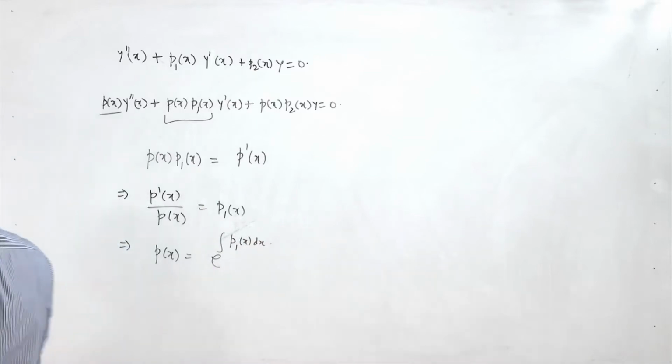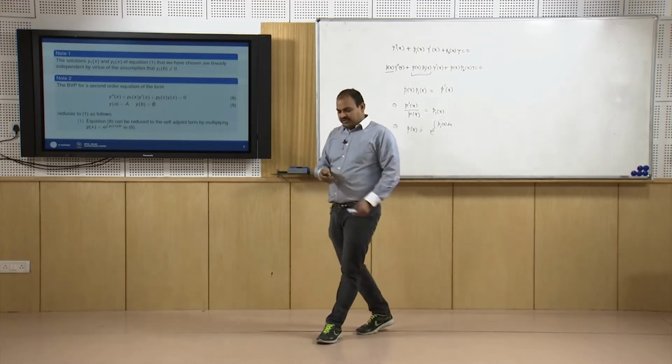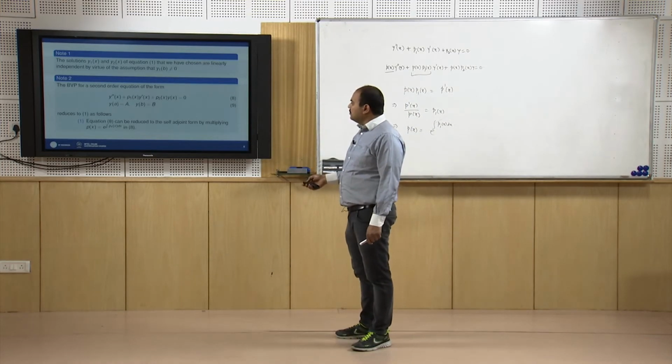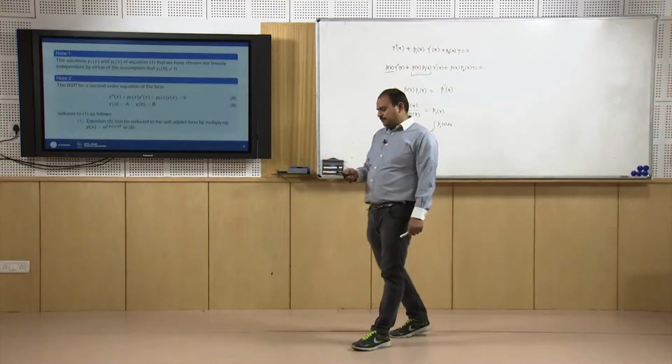So it means that any equation which is not given in self adjoint form, you can always make it self adjoint by multiplying by this factor p(x), which is e to the power integral of p1(x) dx. So you multiply by this factor and it can be converted into self adjoint form.